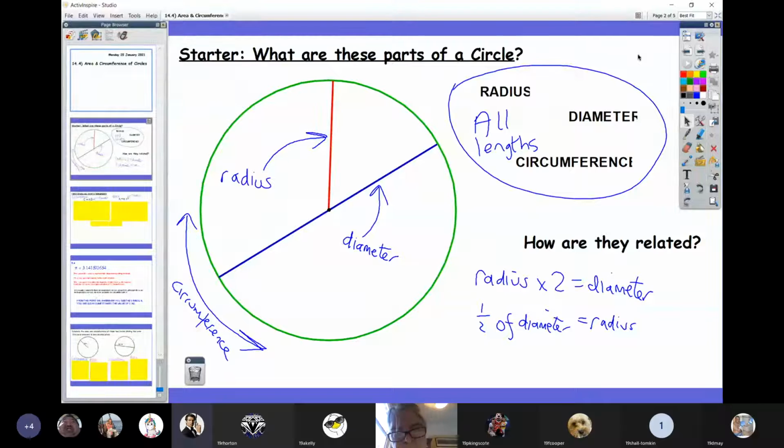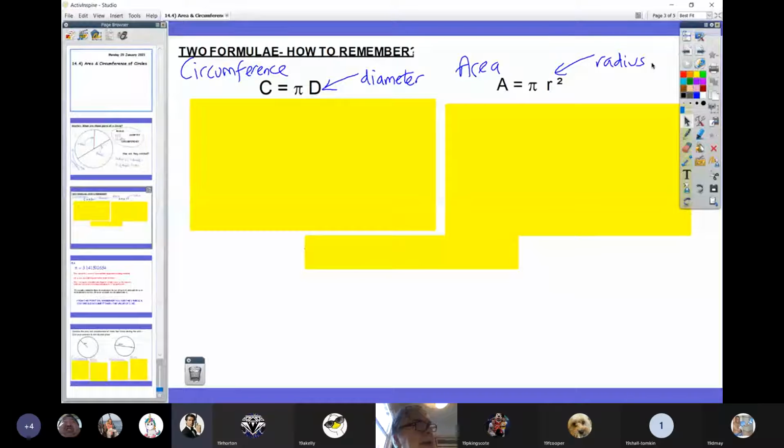And then our third length is the circumference. That's the length all the way around the outside of the circle. So it's the perimeter of the circle, but it's got a special word for it. It's called the circumference. Okay, now there are two key formulae that you need to learn. One allows you to work out the circumference, and the other allows you to work out the area. So there you are, you can see them on the screen.